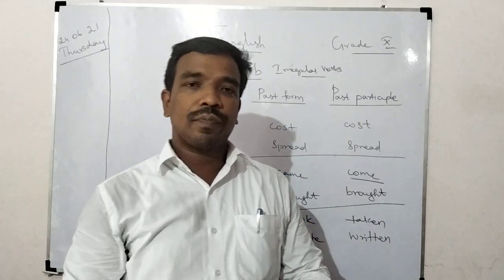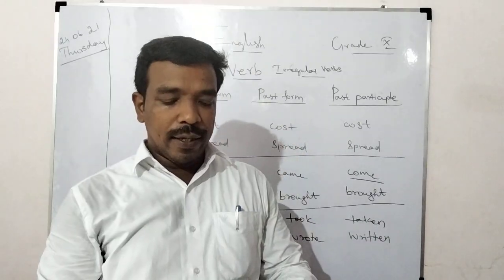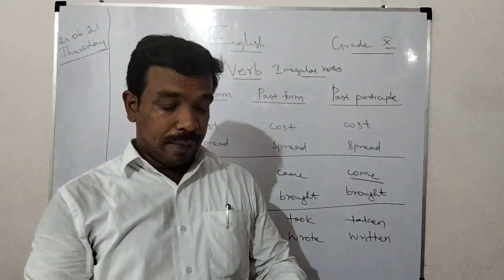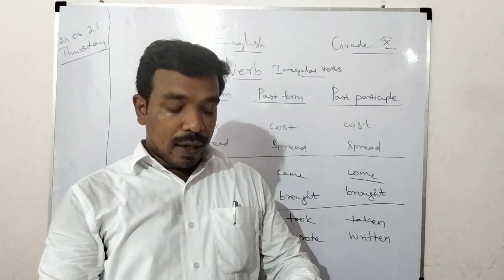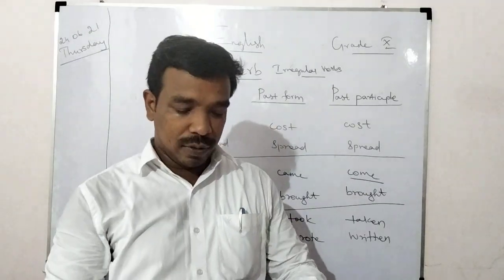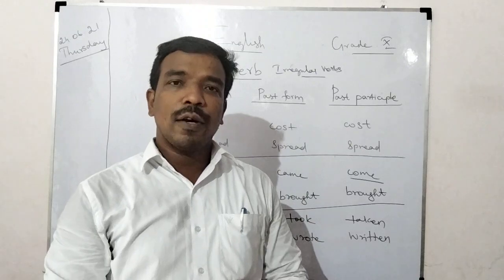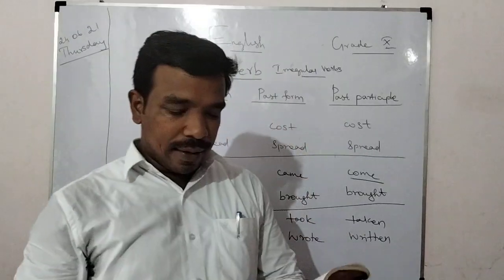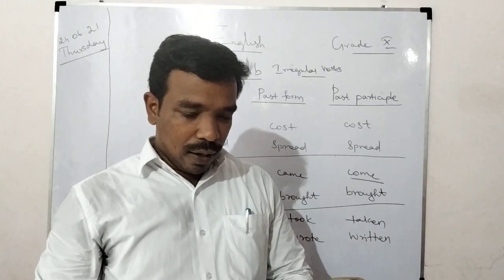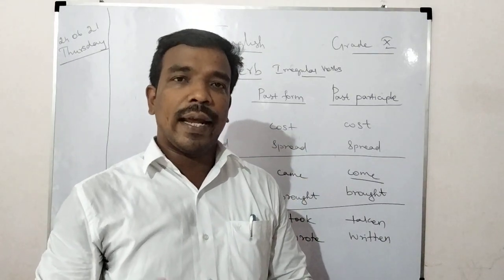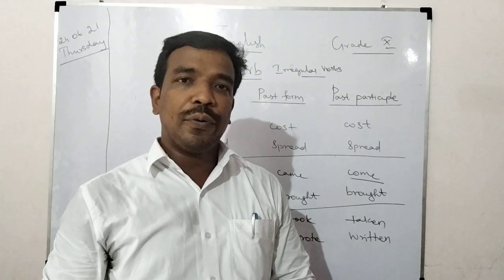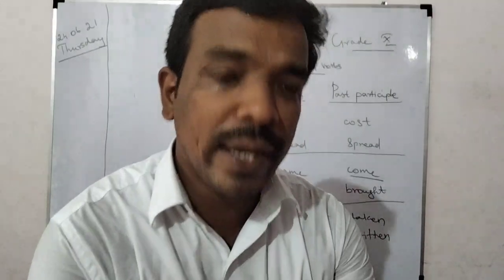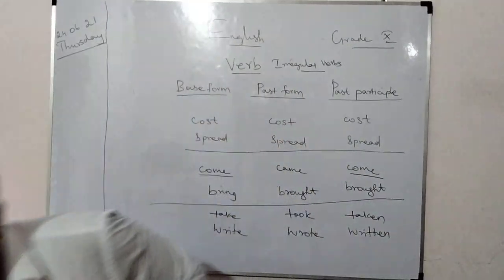Then speed, spread. Okay, these have two forms the same. Three forms are different. Freeze, three forms: freeze, froze, frozen. Some words are there. Then know, K-N-O-W: know, knew, known. Is that no? Okay, good. So I think you are very thorough with these three forms of verb.